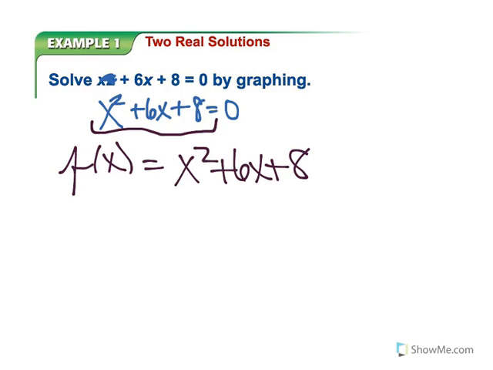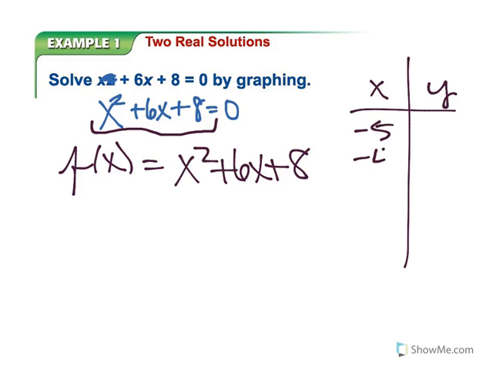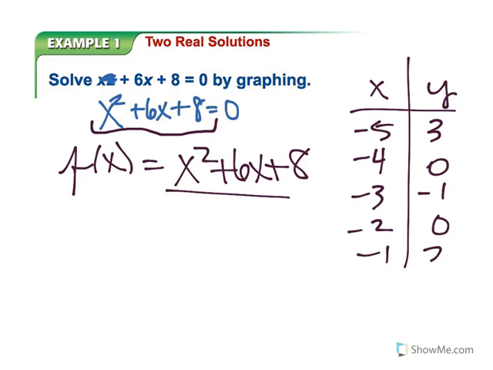You can also make a table of values, x and y, kind of like what we did in the last video. And you pick related points. So for instance, we can say -5, -4, -3, -2, -1, so on and so forth, and you get the corresponding y values by plugging into your original equation. Here we get 3, 0, -1, 0, and 3. So we can actually take these points and plot them now.